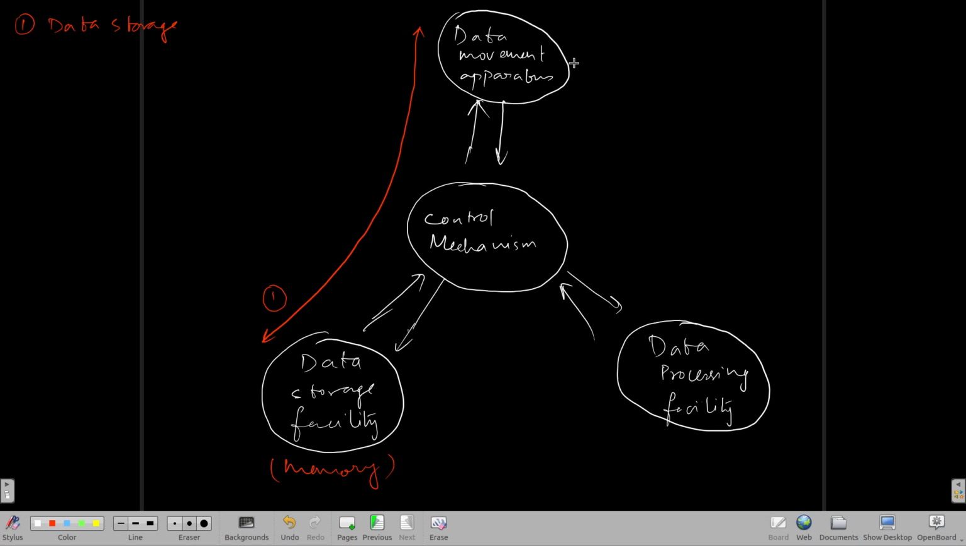And what is this data movement apparatus? It is basically what we call a bus. Okay, we'll come to that. So what is happening? We are storing data, and to store data we need to take it from somewhere, and we need to utilize the data movement apparatus, and we have to use the storage facility, and always the control mechanism is involved.